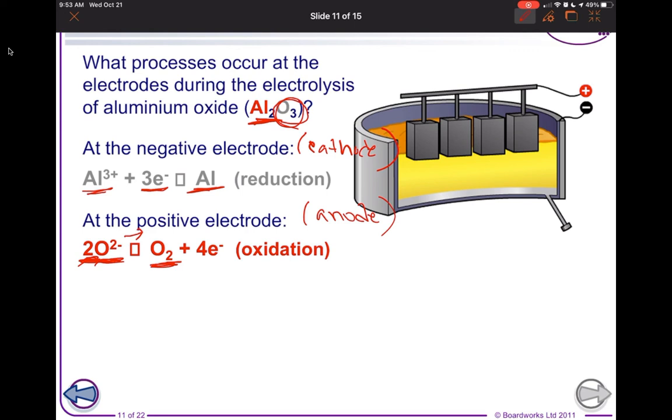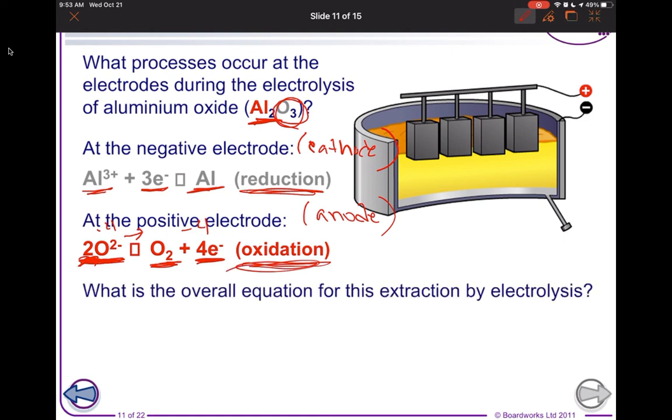And now the oxide ion is going to lose electrons at that positive electrode. It's going to lose 4 of them. That will make the overall sides equal. We'd have -4 on this side, -4 on this side. So aluminum, since it gained electrons, that's called reduction. My oxide ion, since it lost electrons, is called oxidation.